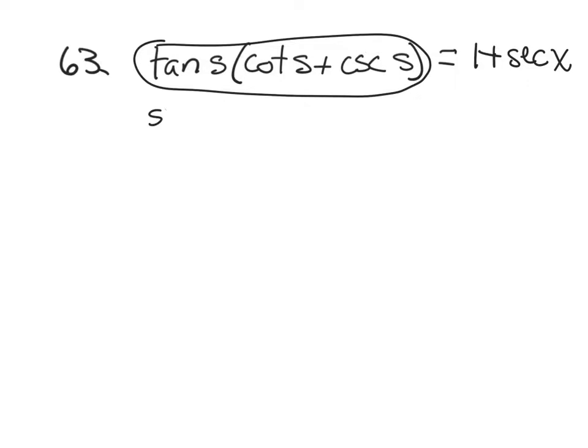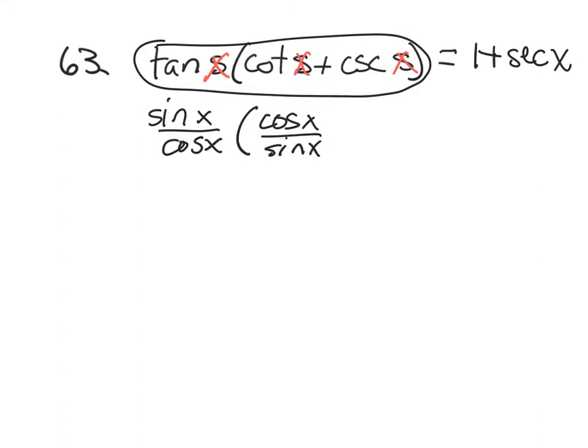So tangent is sine, and I'm going to change the s's to x's. It looks like I've done that already over here. So let's just make all of these x's. So I've got sine of x over cosine of x is tangent. Cotangent is cosine over sine. And cosecant is 1 over sine. Now, I have rewritten the pieces in terms of sine and cosine.